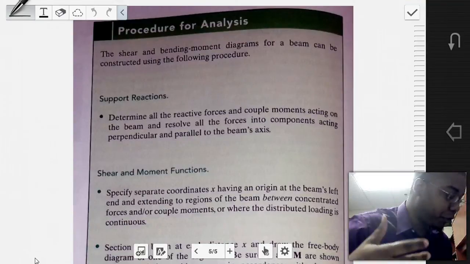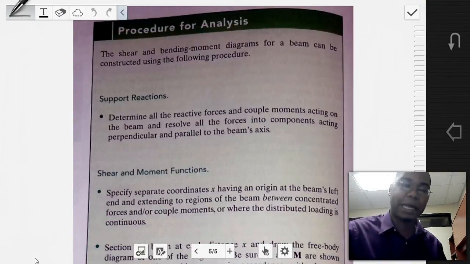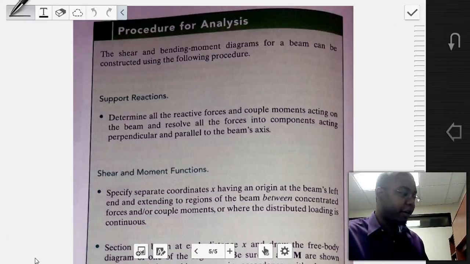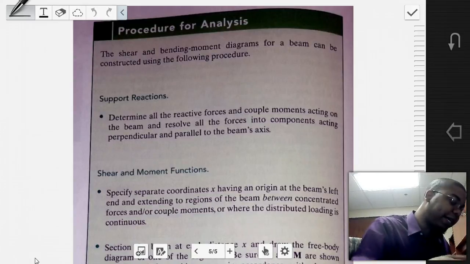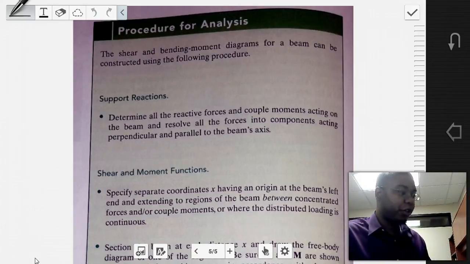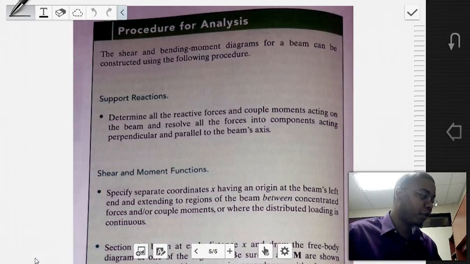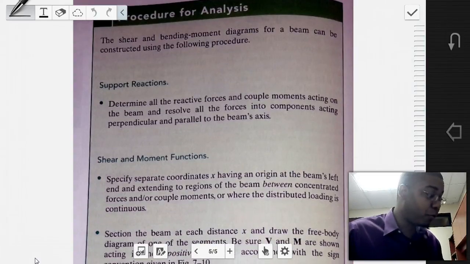So, what is the procedure for analysis? How do we actually apply this technique? The shear and bending moment diagrams for a beam can be constructed using the following procedure. The first step is support reactions.